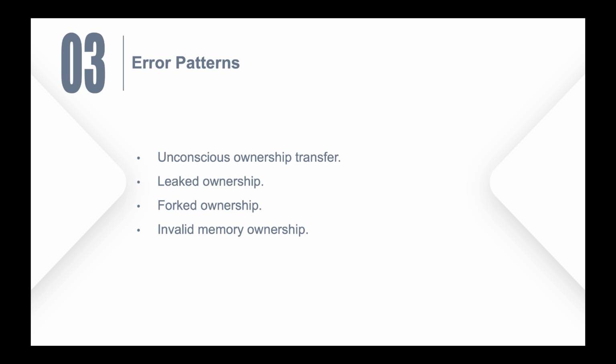We extracted 10 error patterns of 4 categories by manually reviewing about 800 smart pointer related issues on GitHub and questions on Stack Overflow, and we implemented our checkers based on these patterns. These patterns are unconscious ownership transfer, leaked ownership, forked ownership, and invalid memory ownership.